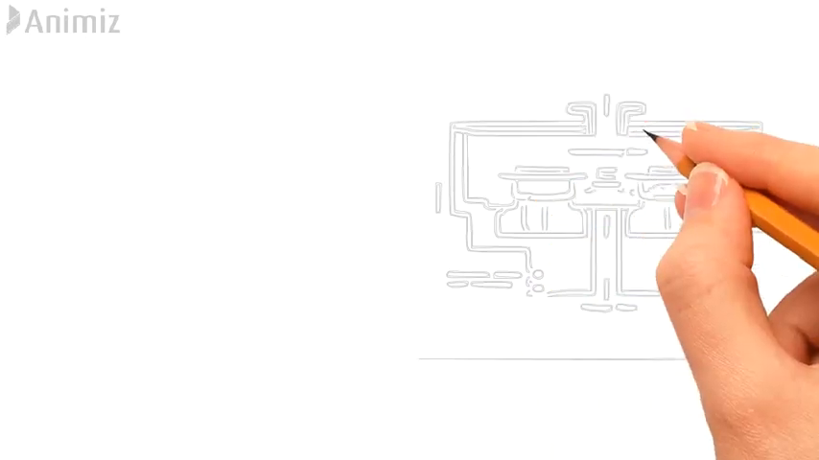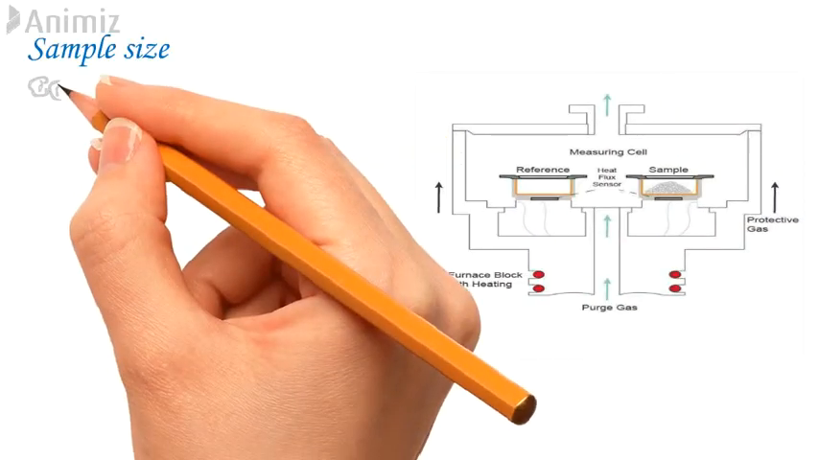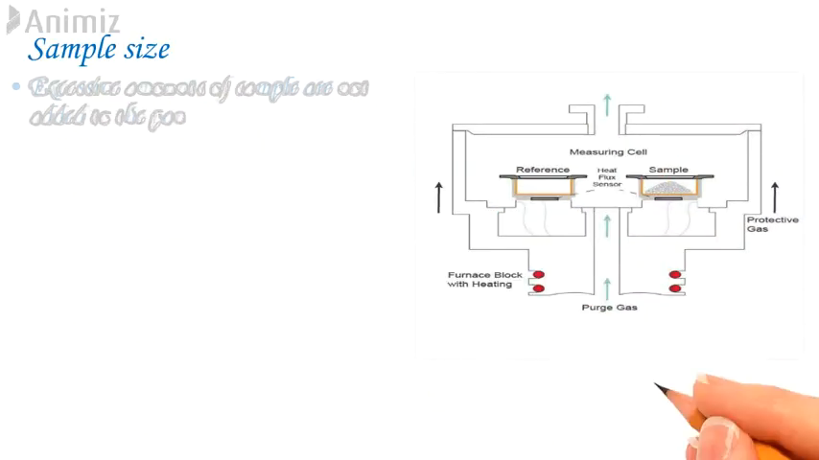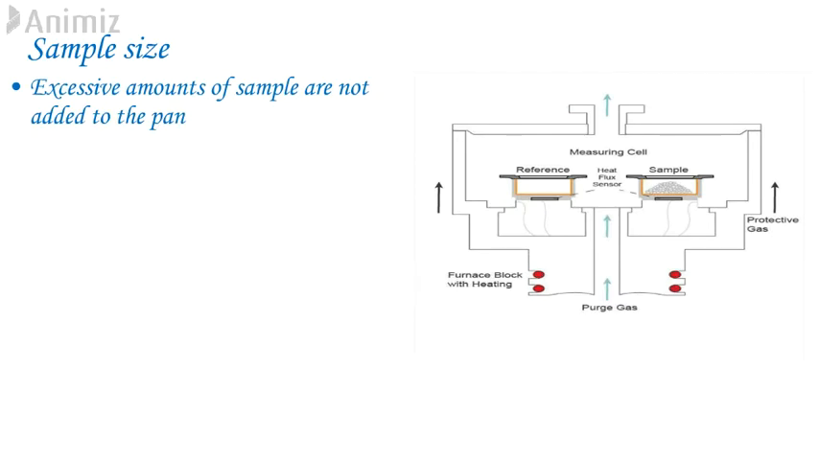12. The sample size. The amount of sample used will vary according to sample and application. In general, make sure that an excessive amount of sample is not added to the pan. Sample collapse when melting or softening can give rise to noise during or after the transition. Reducing sample size minimizes the chances of this happening.